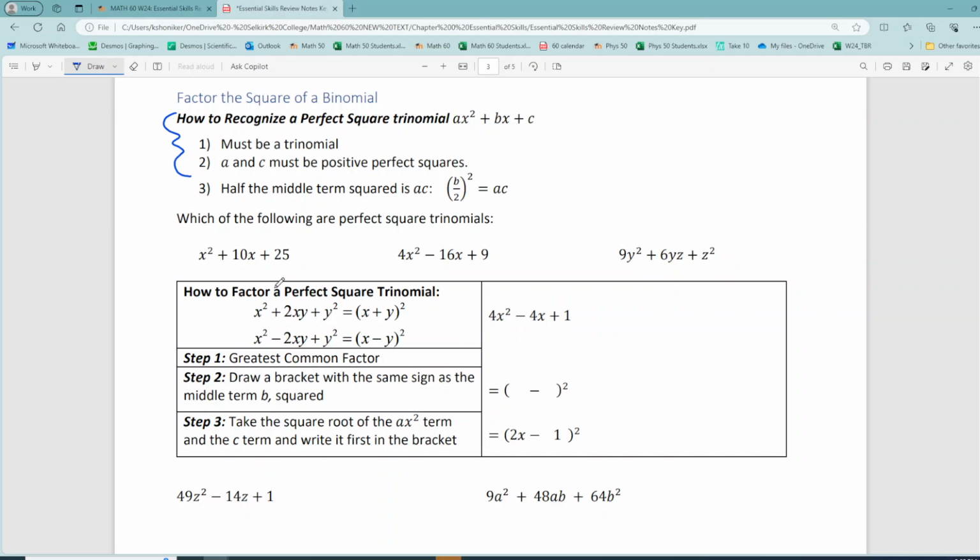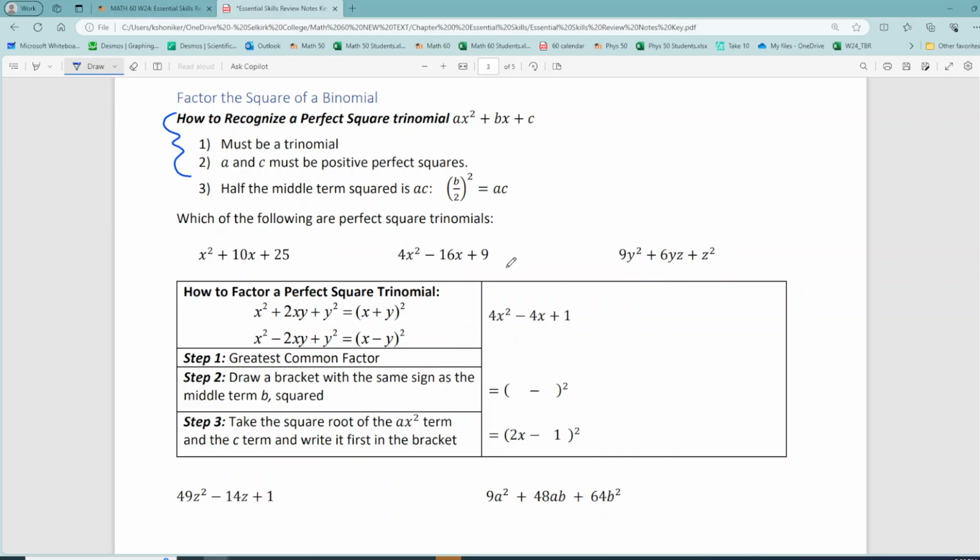So to recognize something as a perfect square trinomial, it has to match the following three features. One, it has to be a trinomial, meaning there has to be three terms. Two, the A term and the C term have to be positive perfect squares. And three is the trickiest one. Half the middle term, so half the x coefficient, squared, has to equal AC. Whew, weird. So let's practice making sure that these are perfect square trinomials.